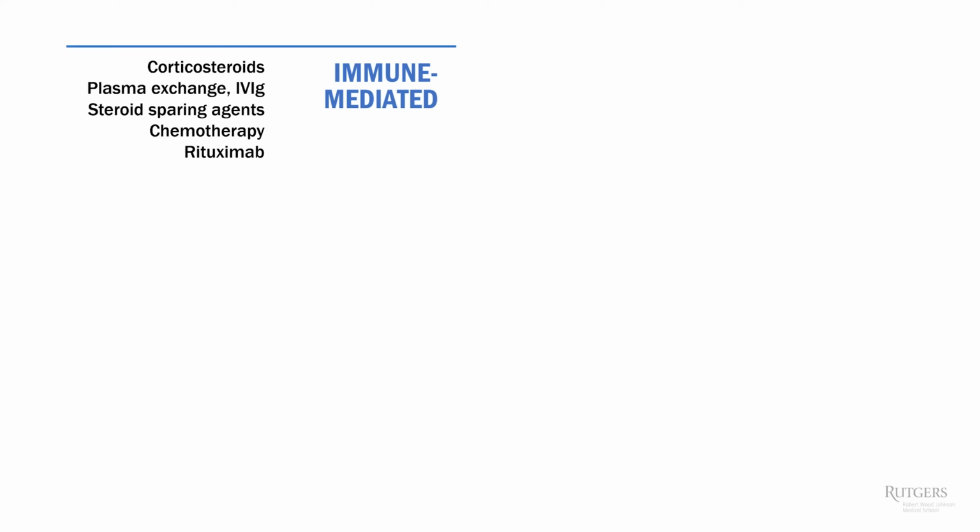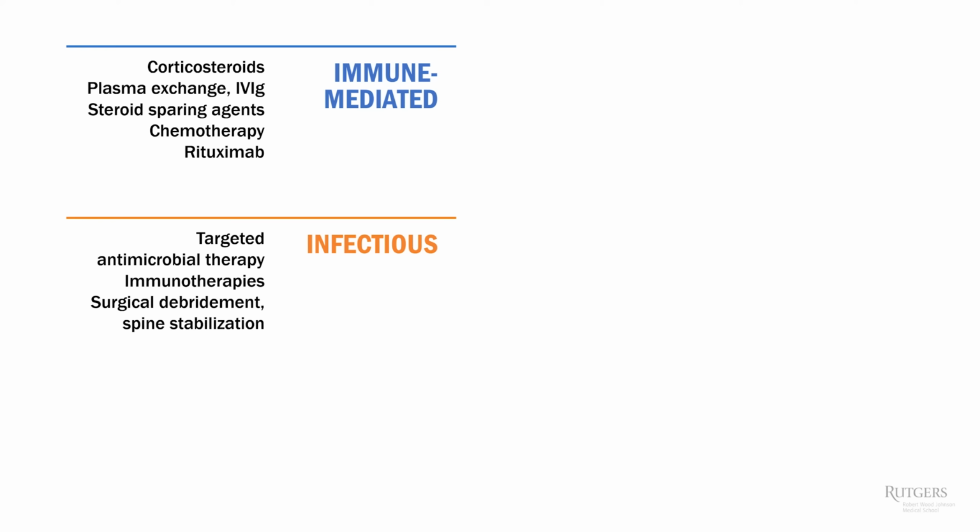For infectious causes, well, we have a whole slew of drugs. Antibacterials, we're talking 3rd or 4th generation cephalosporin, vancomycin, doxycycline. Antitubercular drugs, like the intensive 4-drug regimen of rifampin, isoniazid, pyrazinamide, and ethambutol. Antifungals, like fluconazole, voriconazole, amphotericin B, and flucytosine. Antiparasitics, like praziquantel, pyrimethamine, sulfadiazine. Antivirals like acyclovir, ganciclovir, foscarnet, antiretrovirals, and immunotherapies for post-infectious autoimmune-mediated process.